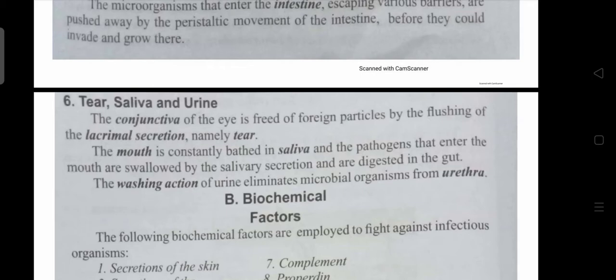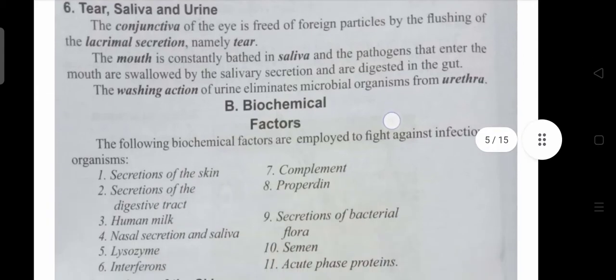In the case of the mouth, it is constantly bathed in saliva, and the pathogens that enter the mouth are swallowed with the salivary secretion and digested in the gut. The washing action of the urine also eliminates microbial organisms from the urethra. These are the functions of tear, saliva and urine. Next one is biochemical factors.